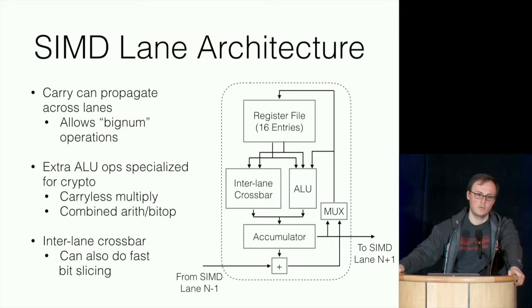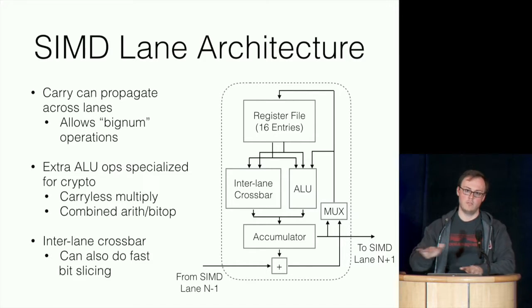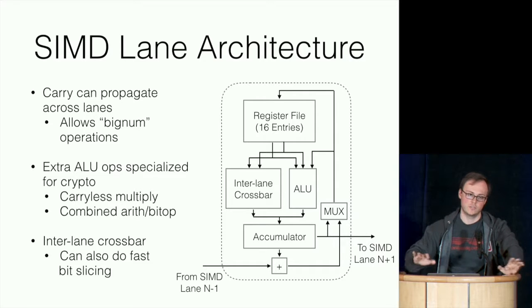Additionally, in this crossbar operation, we built in the ability to do bit slicing, which is an implementation technique where you can permute the bits of different values across different lanes. And I'll touch on this a little bit more.